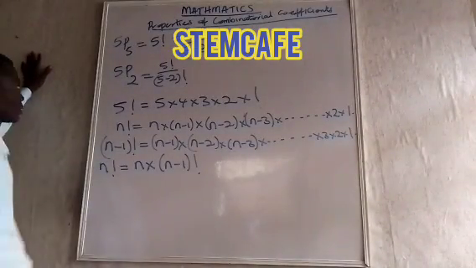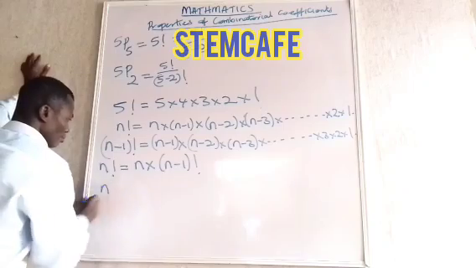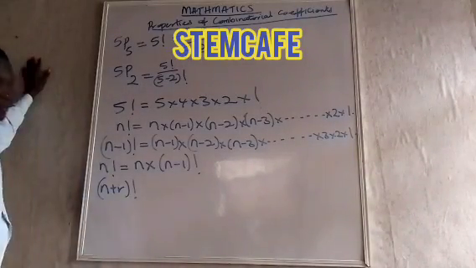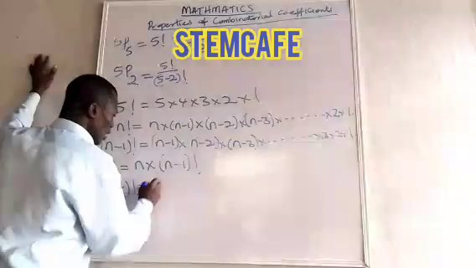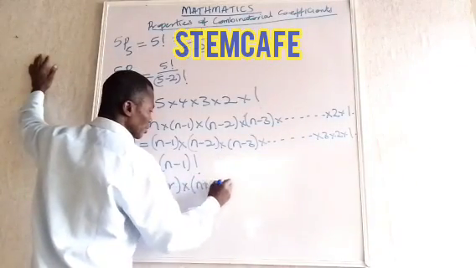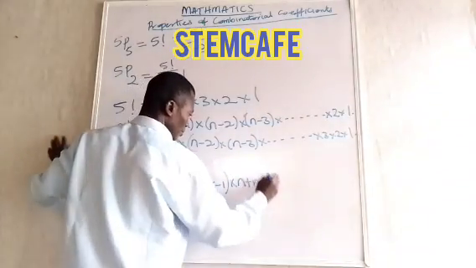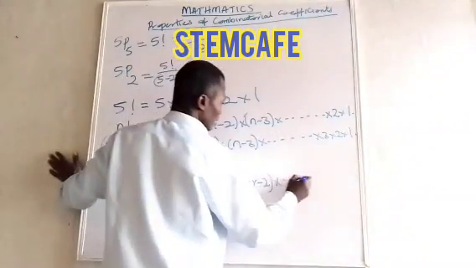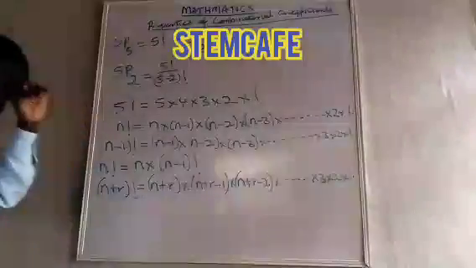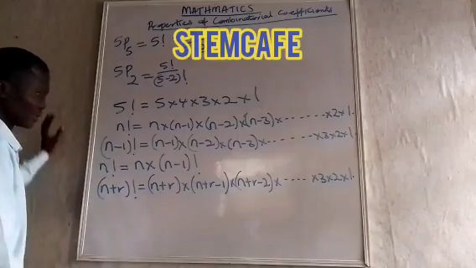In the same way, let's look at n plus r factorial. It will be n plus r times n plus r minus 1 times n plus r minus 2, and it will continue like that. We have 3 times 2 times 1. So we have broken it down to this stage.